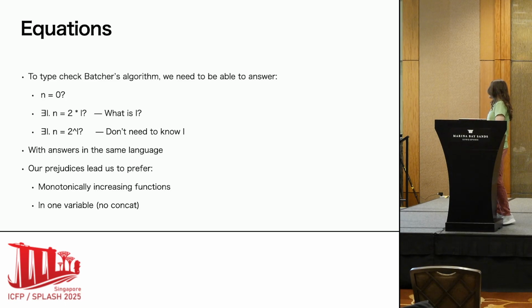Obviously, the way that this is usually done in dependently typed programming languages is you have functions in any number of variables on the right-hand side. So, for example, concat has output type of length x plus y. We want to avoid that because it's very complicated, and we want to keep things easy for ourselves and mechanizable.